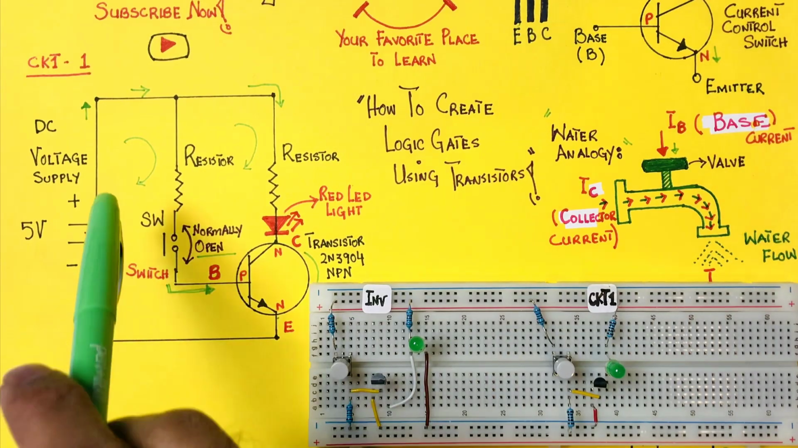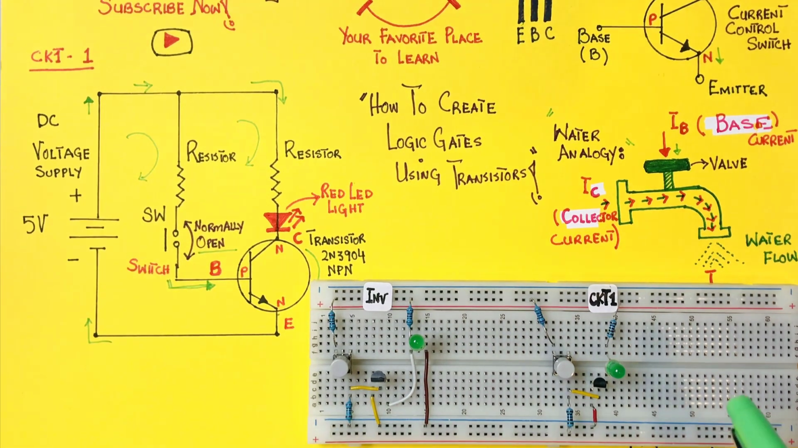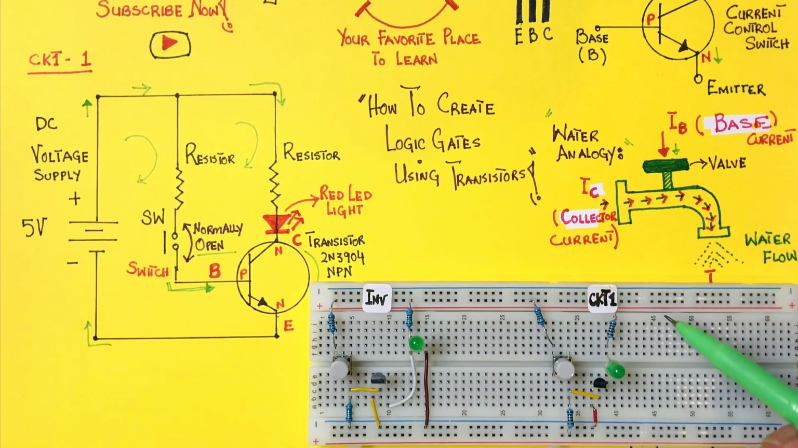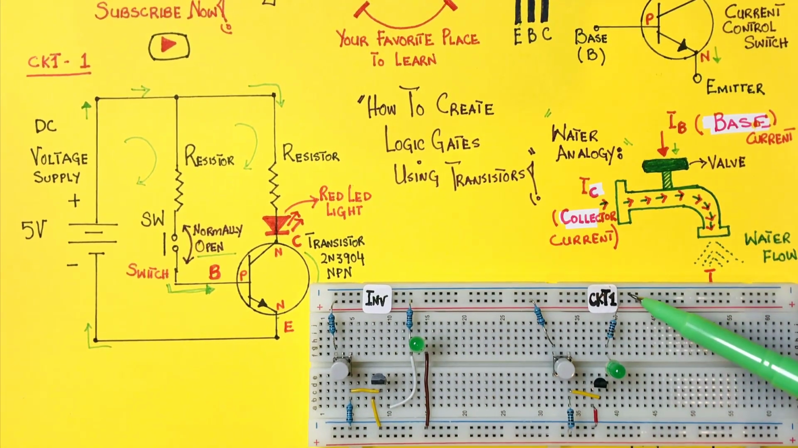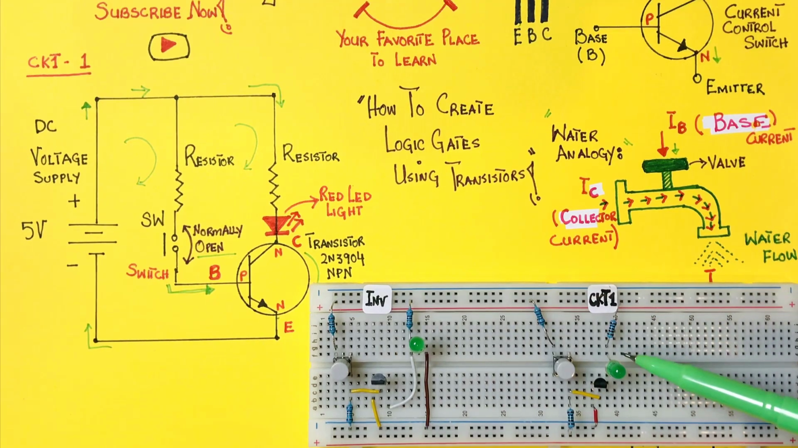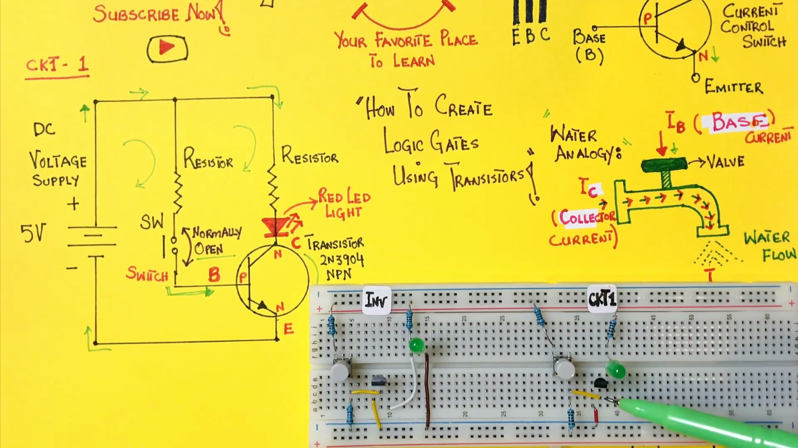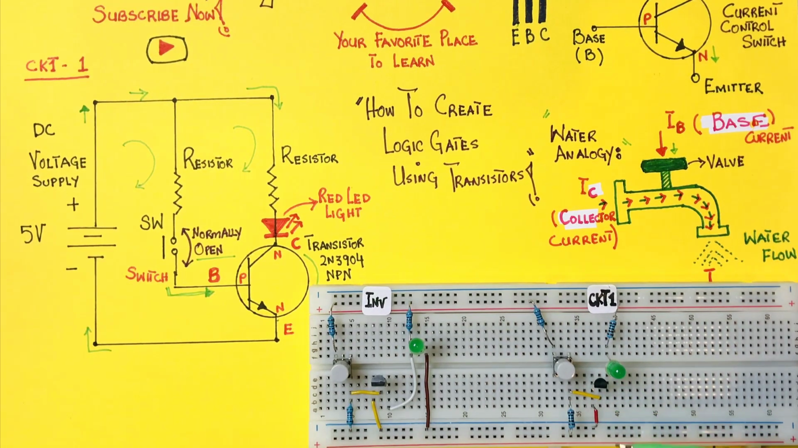I have this same circuit built on a breadboard right here. What you see over here, I have this resistive load connected to the 5-volt power supply, which is then hooked up to the LED, and this LED is connected to the collector terminal of the transistor. The base is connected to the switch, and the emitter is connected to the ground. We also have 5 volts coming into the push button, which is going to be used as a switch.